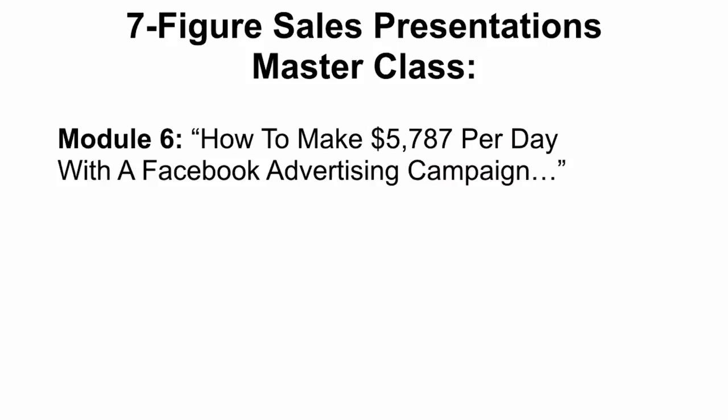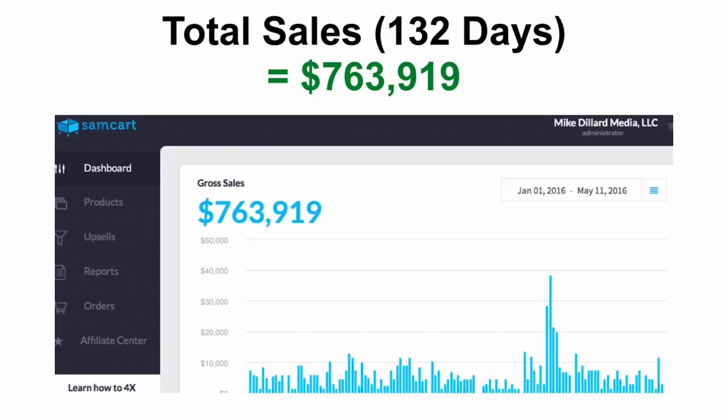So we're going to take care of that here in Module 6, which is titled How to Make $5,787 per day with a Facebook Advertising Campaign. So obviously you remember this case study where I made an average of $173,000 per month, which is just over $5,700 per day in revenue for my Facebook campaign. Well, I'm going to sit down with my friend Jason, who runs those campaigns, and in fact, you can hire him too. I'll give you his contact information inside the program, and he's going to log you into my Facebook account and show you how that's done.